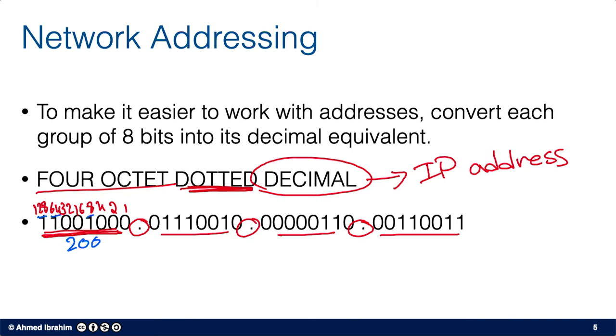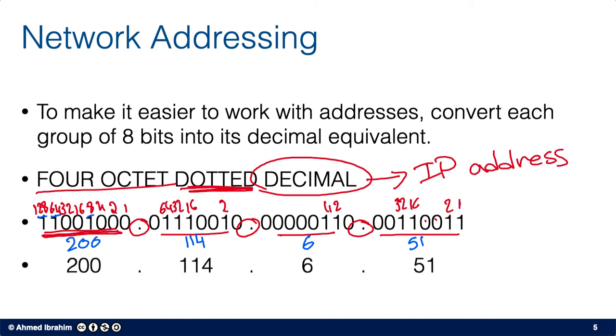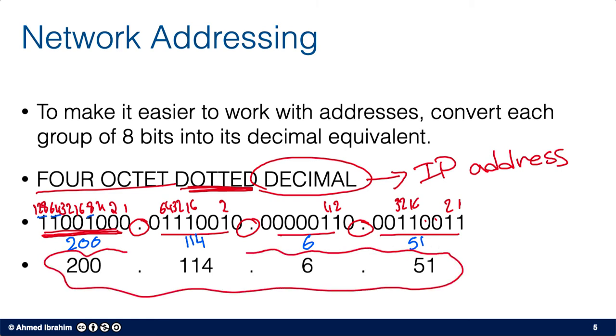And then we'll convert the next one. So this is 2, 4, 8, 16, 32, 64, and when you add all these up, the answer is 114. In the following octet, this is 2 and 4, so it's going to be 6. And in the following octet, this is 1, 2, 4, 8, 16, 32. And when we add these up, the result is 51. So the representation of this 4-octet dotted decimal would be 200.114.6.51. And this one here is the number that we will call the IP address of a machine.